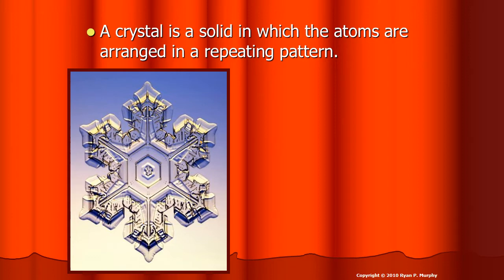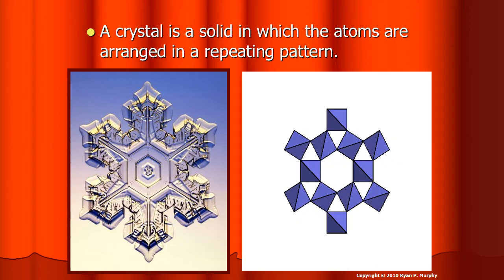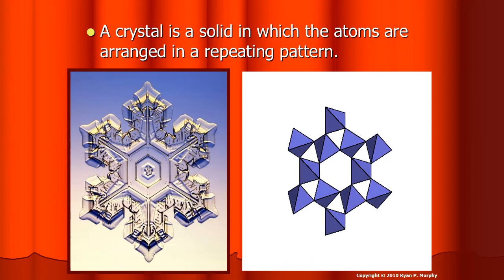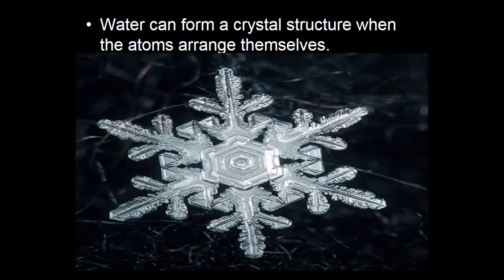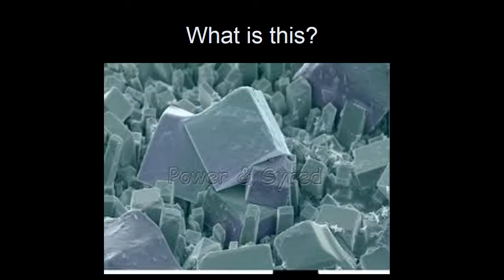So a crystal is a solid in which the atoms are arranged in a repeating pattern, as I showed you before. Notice that these all have this repeating, almost pyramid shape to them. That's what each molecule of H2O forms. Now, water can form a crystal structure when the atoms arrange themselves as it freezes. So that's an interesting example. Water is kind of a weird example of a mineral, but what's this?